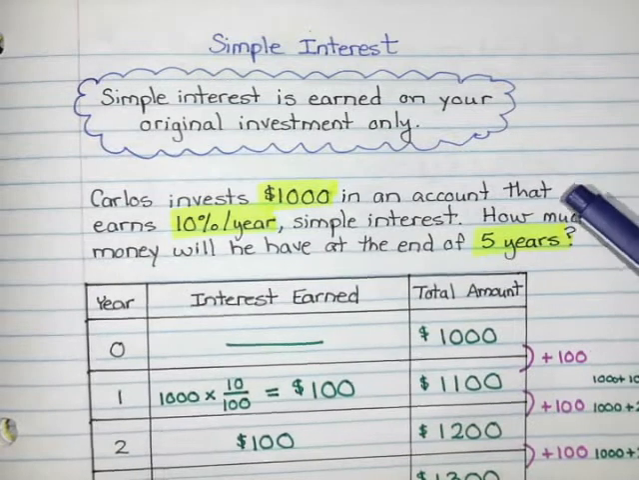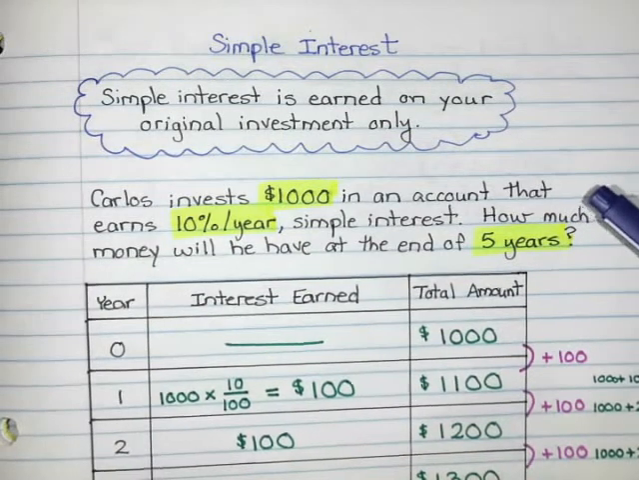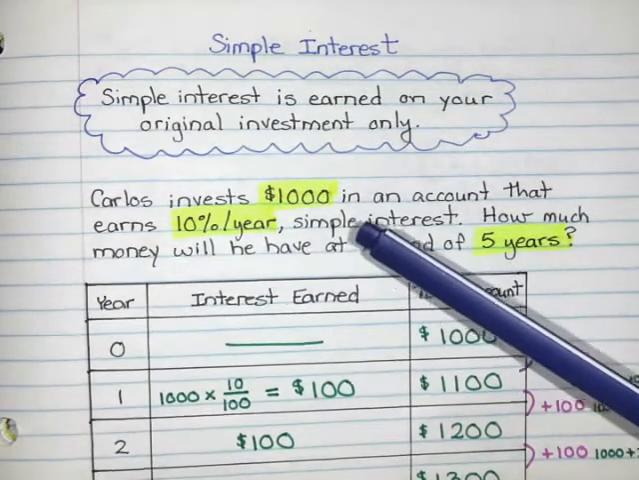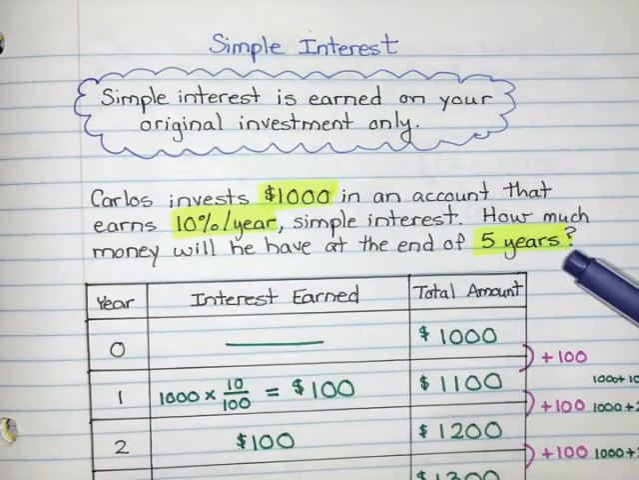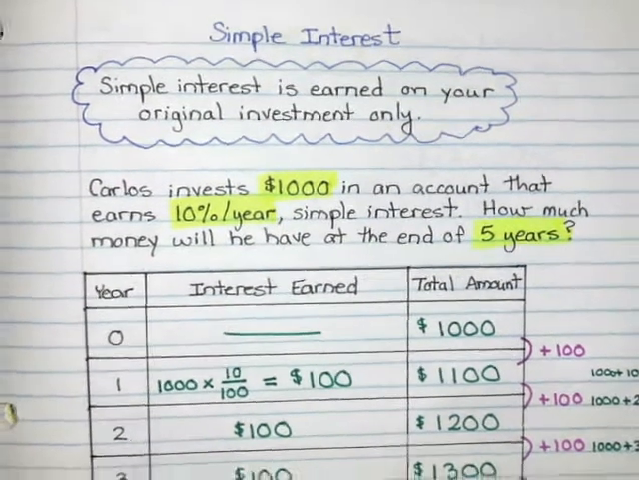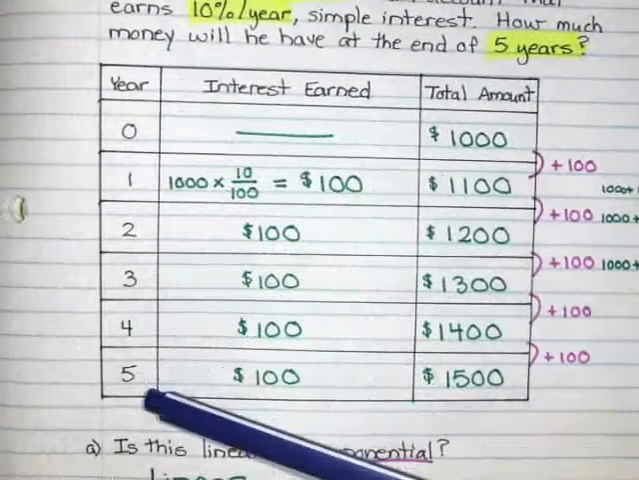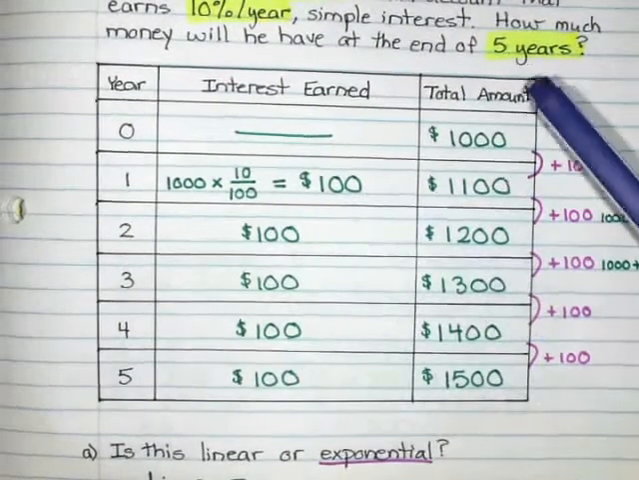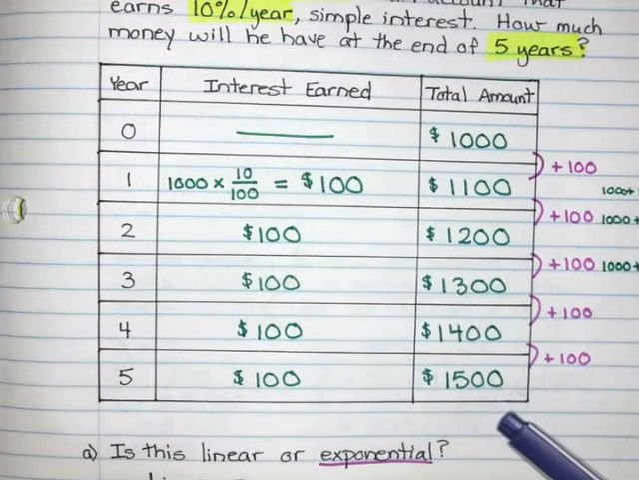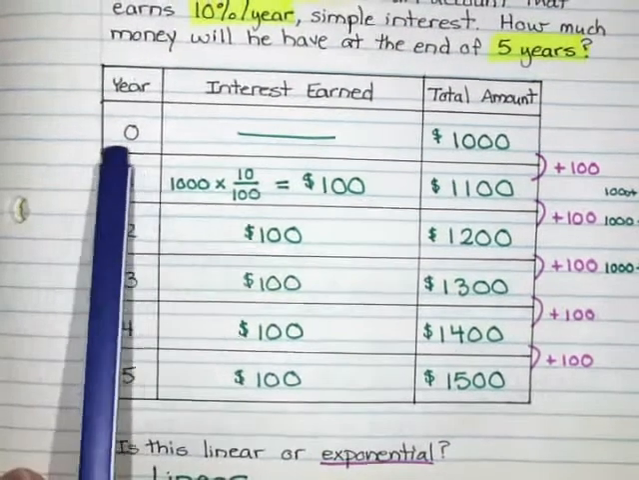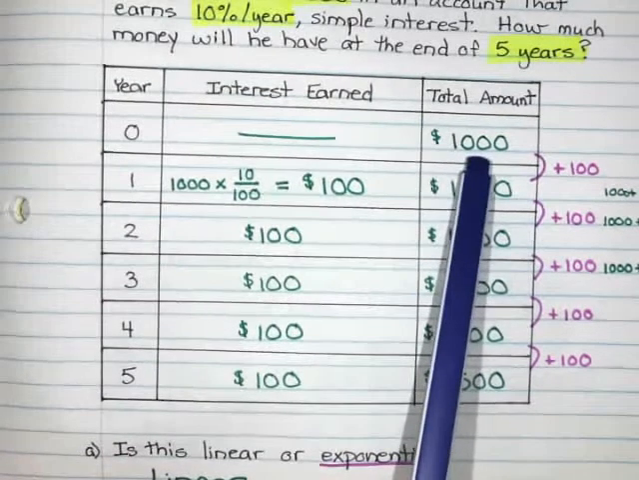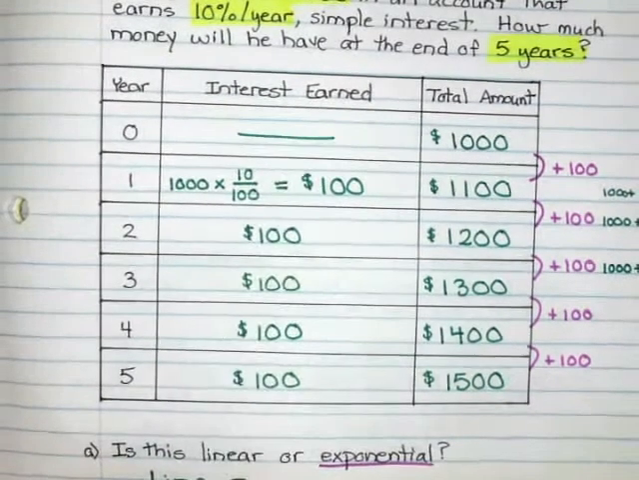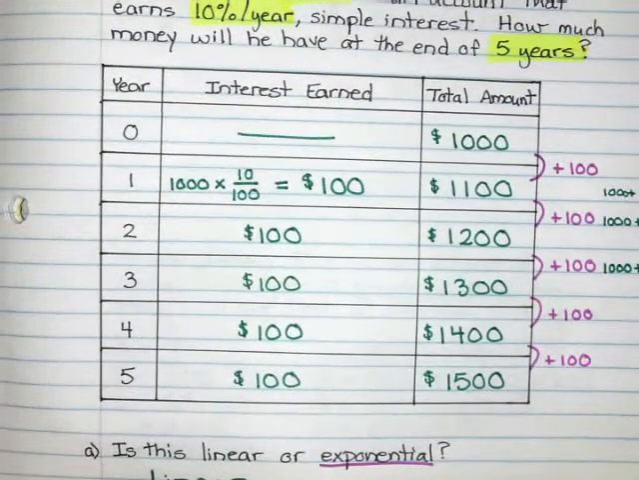Our question says Carlos invests $1,000 in an account that earns 10% per year simple interest. How much money will he have at the end of 5 years? I made a table of values with the year, how much interest he earned, and the total amount of money in his account. When Carlos opened his bank account, that was year 0. He had $1,000 that he put in, and he didn't earn any interest. He just put the money in and then walked away.